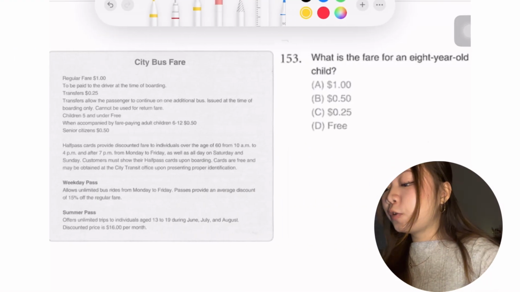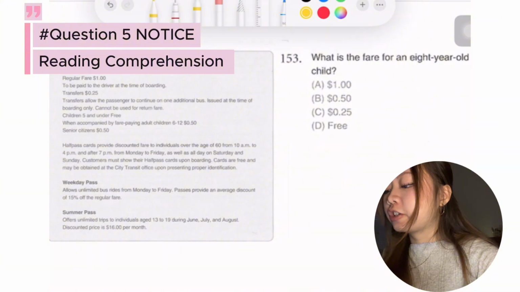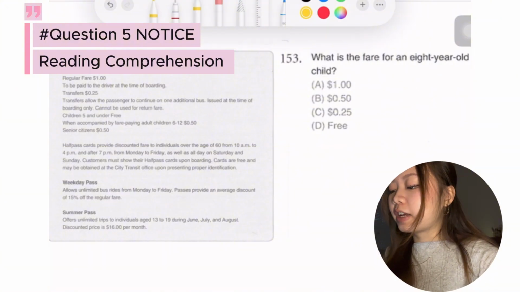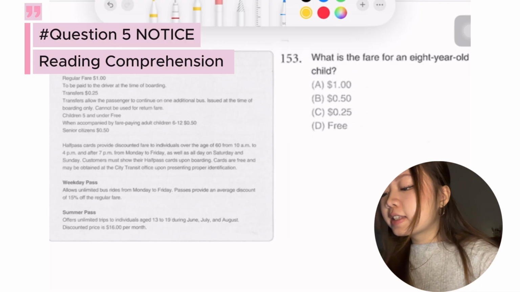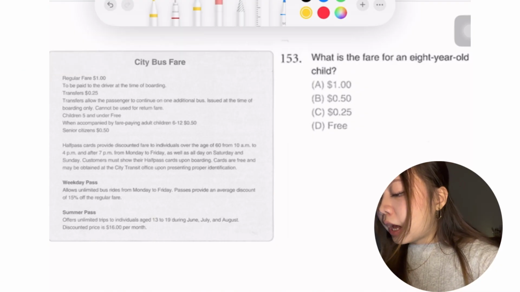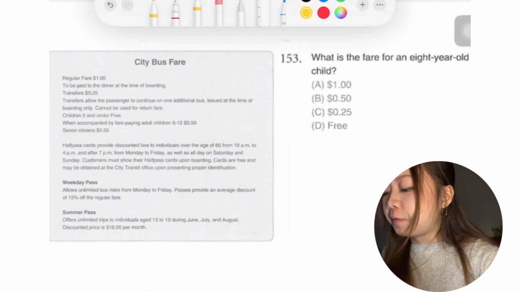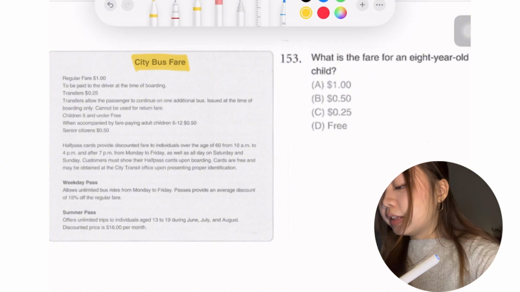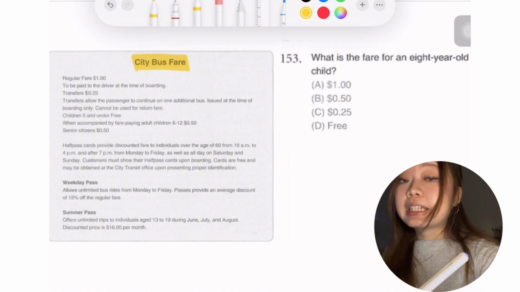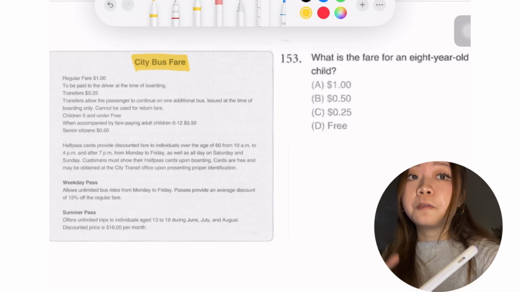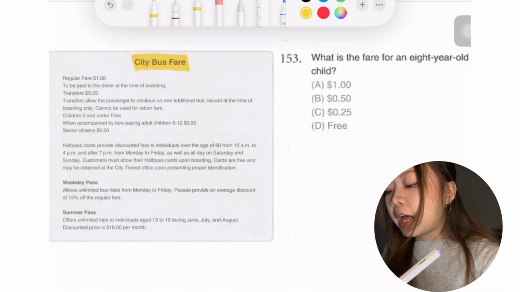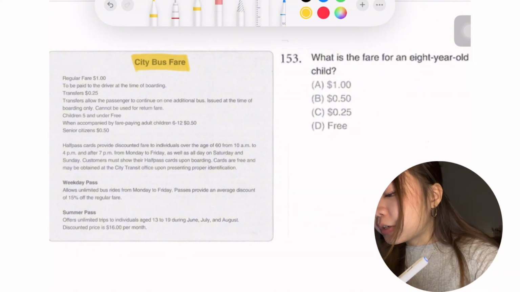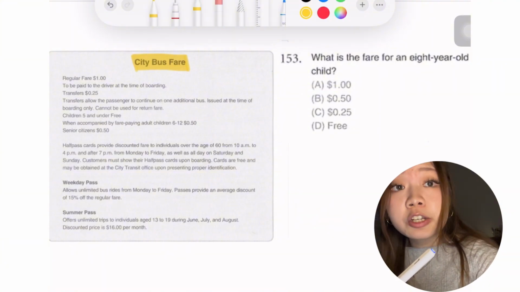Now, let's move on to the last part, reading comprehension. This part of the TOEIC reading section tests how well you understand real-life written information like notices, schedules, or emails. Here, we have a notice titled City Bus Fare. The key strategy here is to read the question first and then scan. You don't need to read everything. You just look for numbers or keywords related to the question.